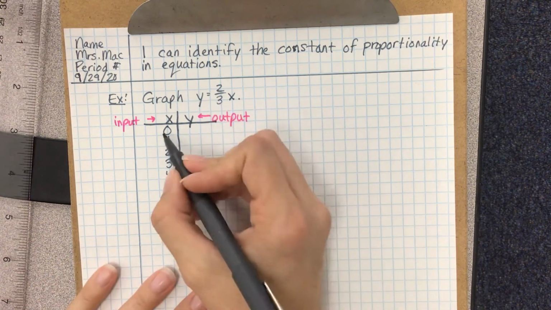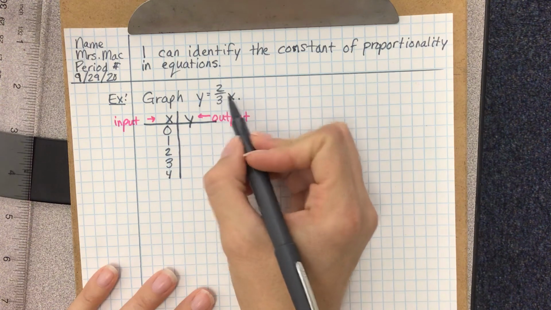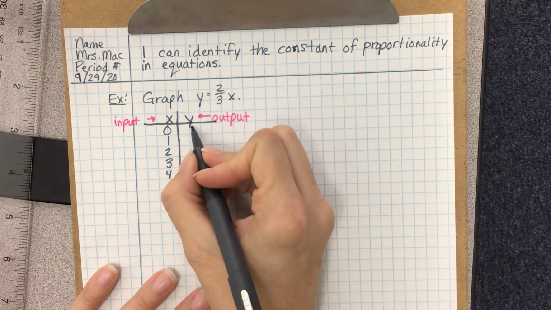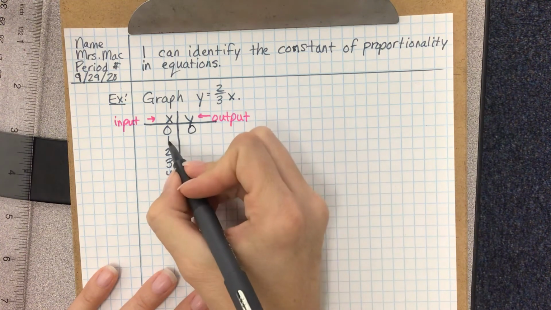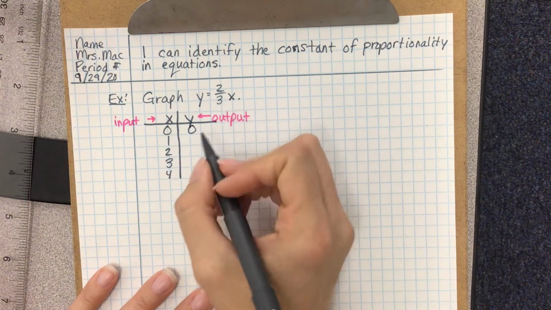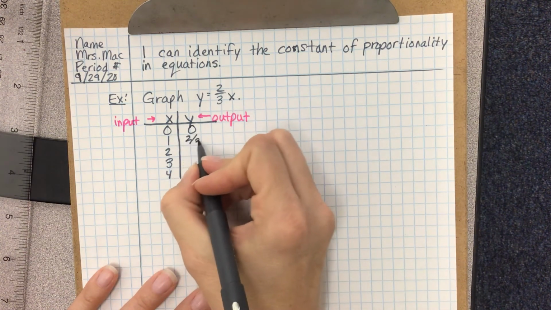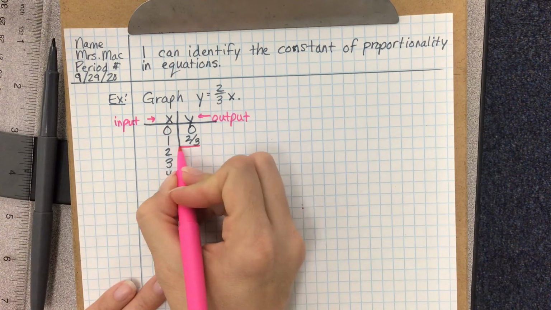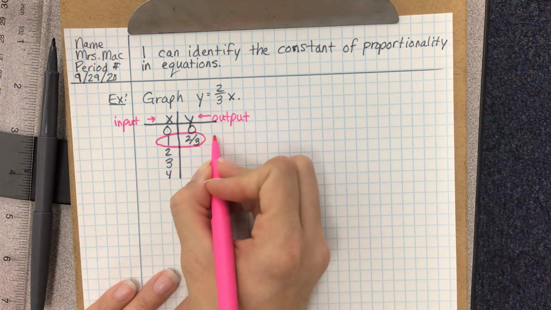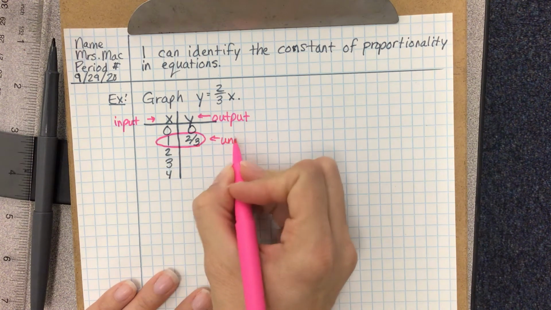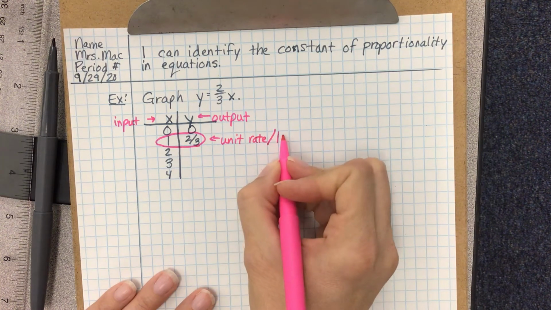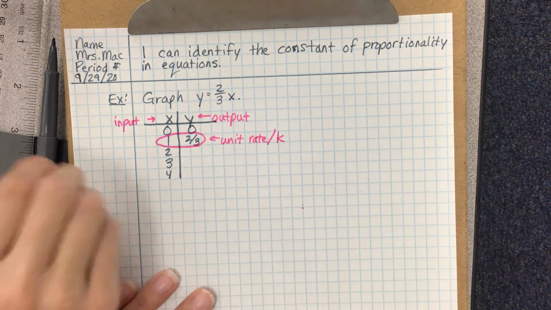Okay, so let's go ahead and do this. 2/3 times 0 is going to be 0. So there you go. If you plug in 1, 2/3 times 1 is 2/3. This is also a special value in our T-chart because this right here is the unit rate. It is also the constant of proportionality, which we'll get back to in just a minute.